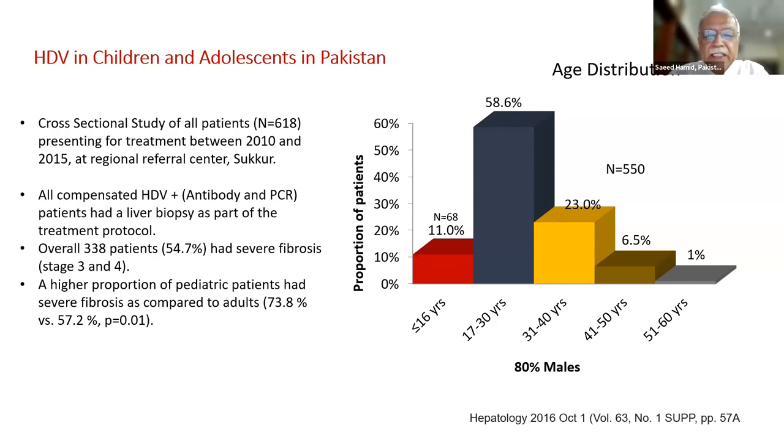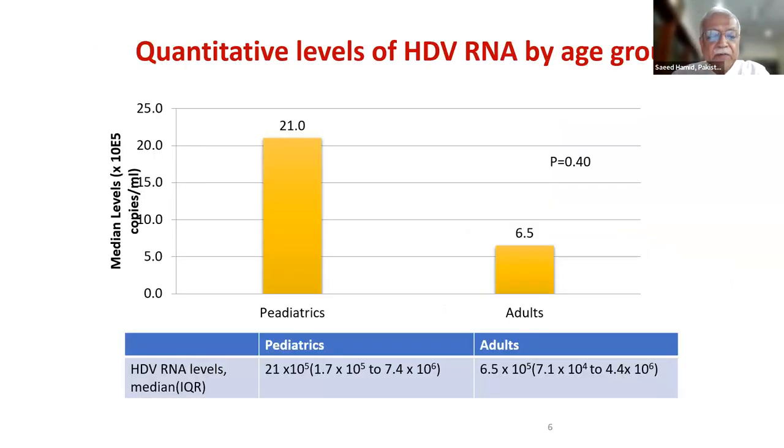So what we could see, in a nutshell, is that overall 338 patients, or 54.7%, had severe fibrosis at presentation, which was stage 3 and 4. When you looked at the pediatric population and compared them to the adult ones, the pediatric population seemed to have significantly higher fibrosis, almost 74% of these kids versus 57% in the adults. And needless to say, as most studies suggest, 80% of these were males.